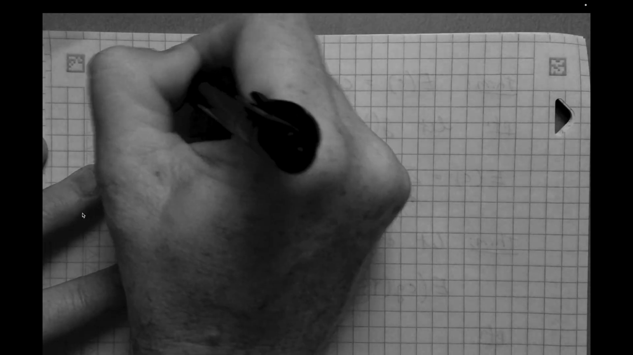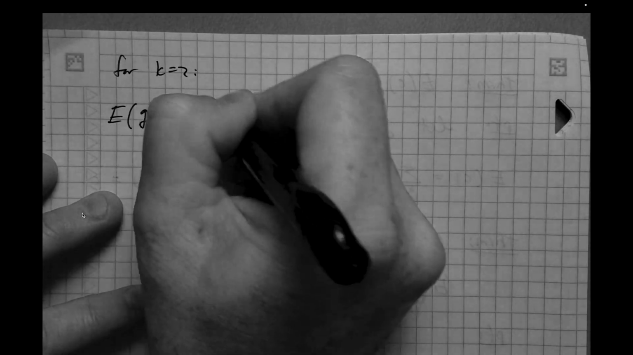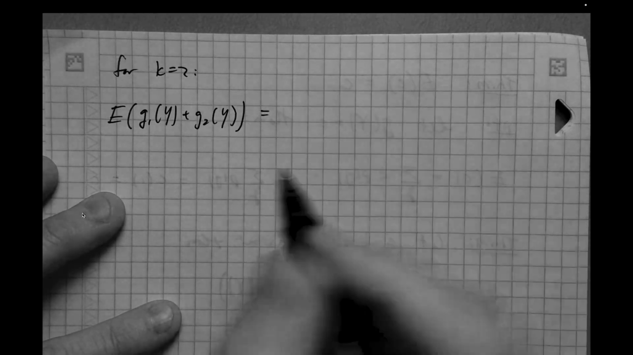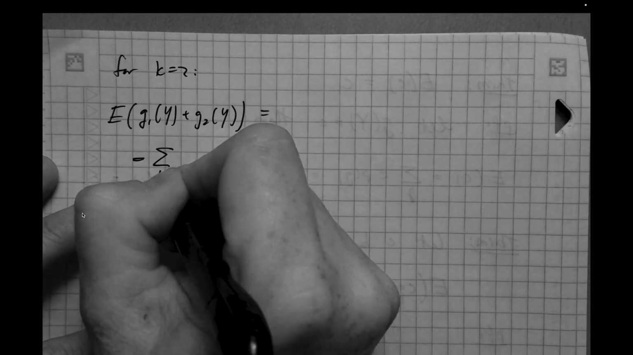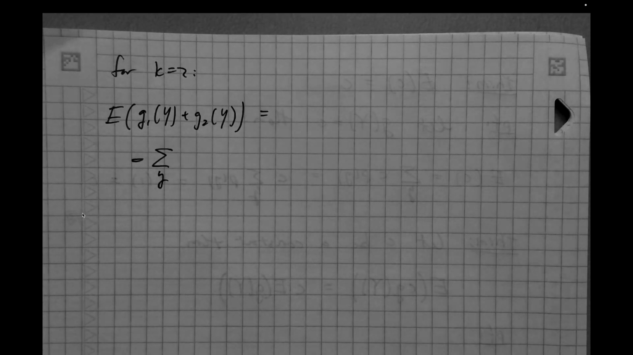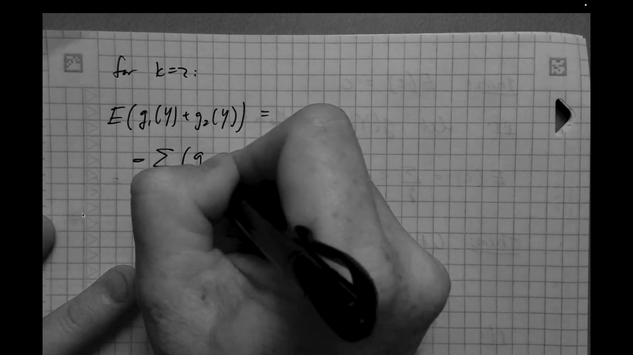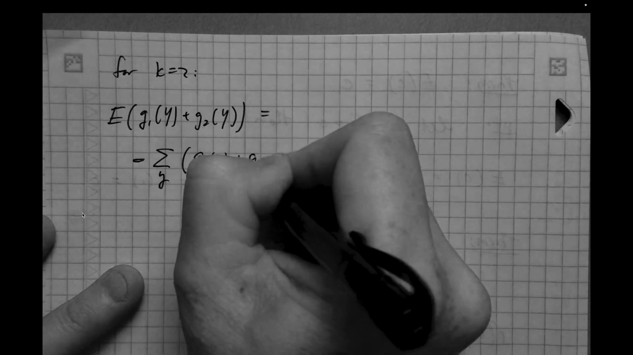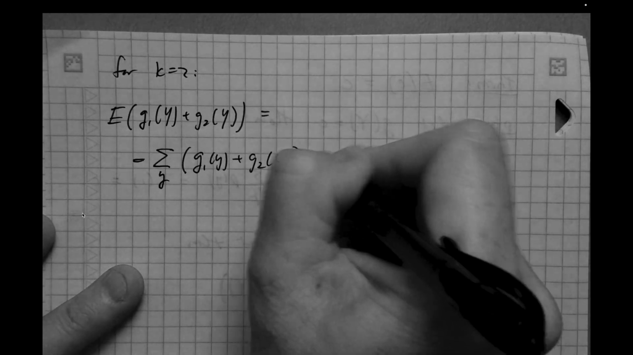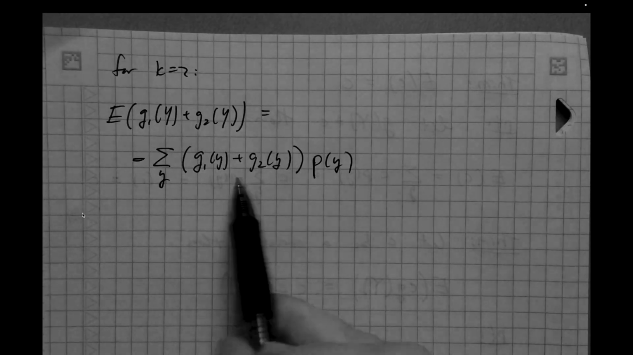Now you could prove this theorem. I'll just give you the outline of a proof for k equals 2, and then I'll leave it to you to prove it for general k. For k equals 2, you can think about how to do this. It would just be the expected value of g1 of y plus g2 of y. Let's just write it out. That's equal to the sum over all the values that the random variable y can assume of g1 of y plus g2 of y times the probability of y.